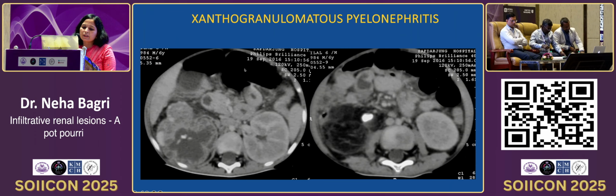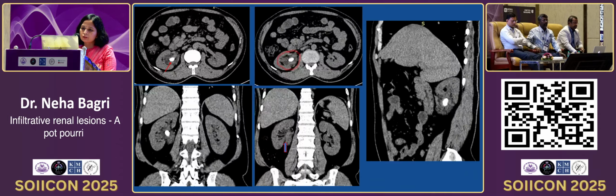Xanthogranulomatous pyelonephritis, what is the classical feature? Presence of a staghorn calculus in the renal pelvis with associated enlarged kidney, heterogeneous attenuation, presence of fat, formation of xanthomas. That is xanthogranulomatous pyelonephritis. So don't confuse it with malignancy. These are the classical features. I will show you a few more cases.